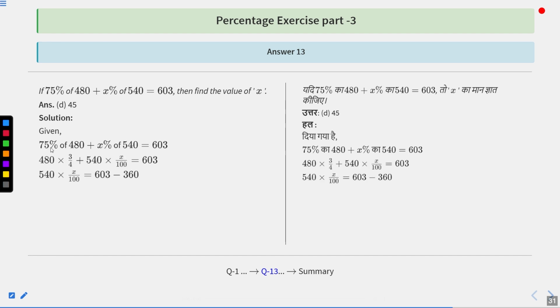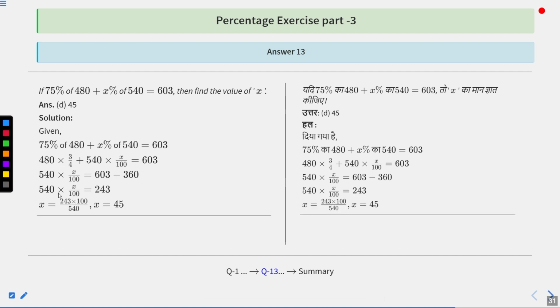75% is 3 upon 4. So 480 into 3 upon 4 plus 540 into x upon 100 equal to 603. 480 into 3 upon 4 becomes 360, and after going to that side, it is subtracted from 603. That means 540 into x upon 100 is equal to 603 minus 360, which is 243. So x is equal to 243 into 100 upon 540. The value of x comes out to be 45. Option D is the right answer.